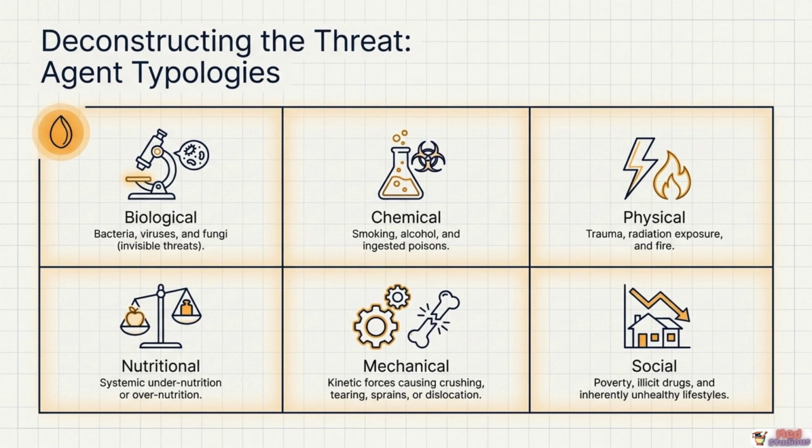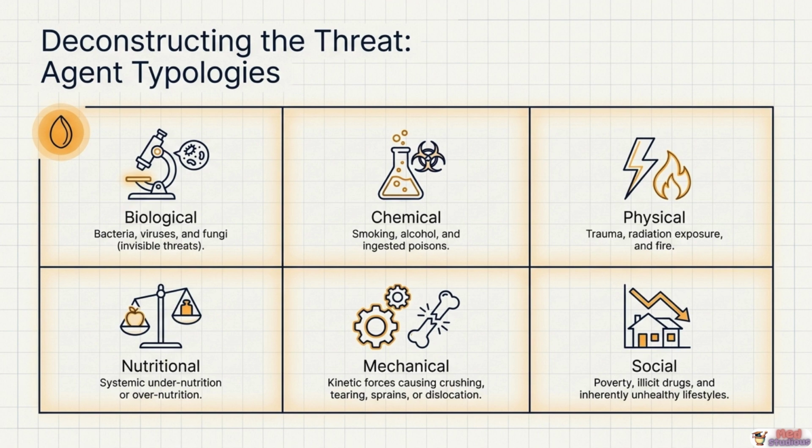The agent component of the epidemiological triad encompasses a far broader and more diverse range of threats than just infectious microorganisms. Understanding the full taxonomy of agents is essential for designing appropriate prevention strategies. Biological agents, bacteria, viruses, fungi, parasites, and helminths are the most familiar category, responsible for the classic infectious diseases that have shaped human history: tuberculosis, malaria, HIV, cholera, and COVID-19. These are the invisible threats that traditional epidemiology was built to combat.